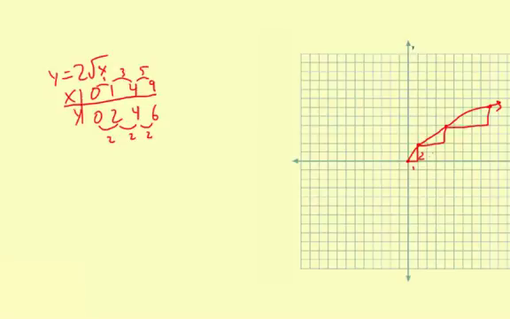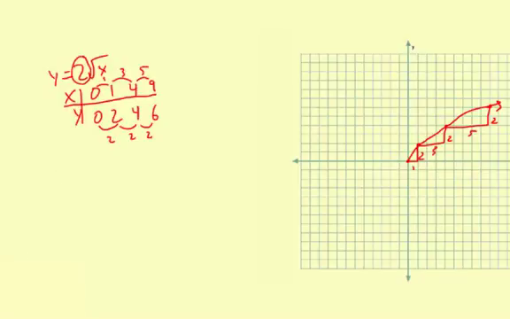So 1 and then 2, 3, 2, 5, and then 2. So this 2 in front of the square root x, what it does is it changes how high you're going. You go 2 each time, and it's 1, 3, 5 going to the right, which is the reverse of the parabola. Remember, the parabola was 1 and then 3 and then 5 going up.